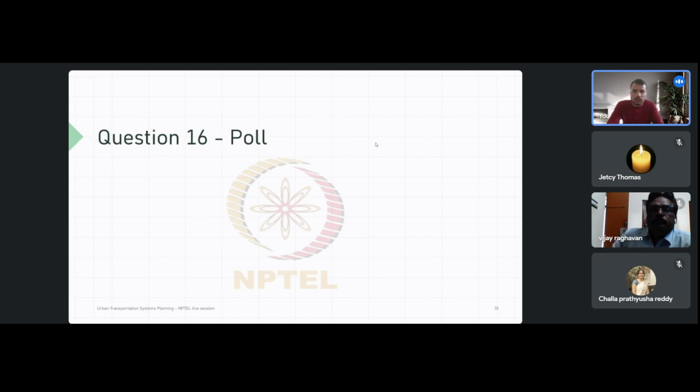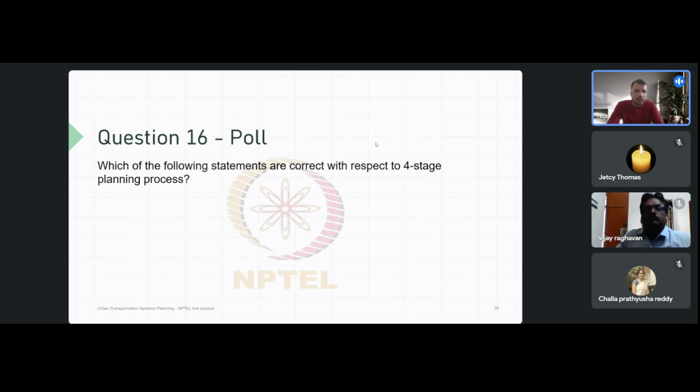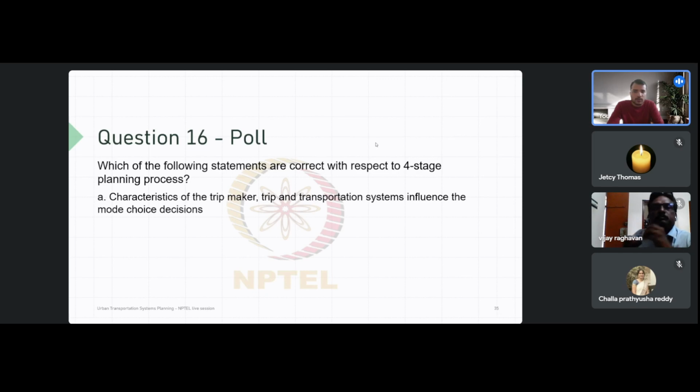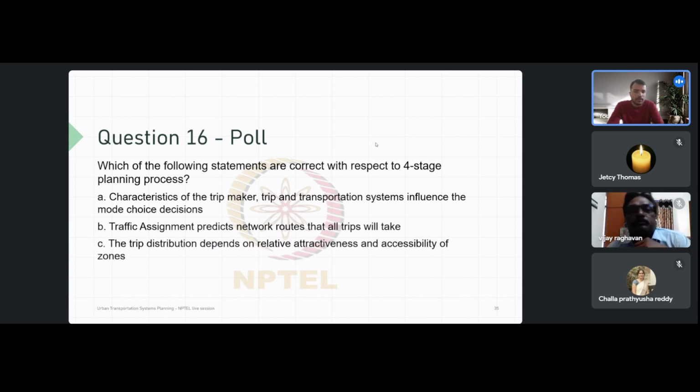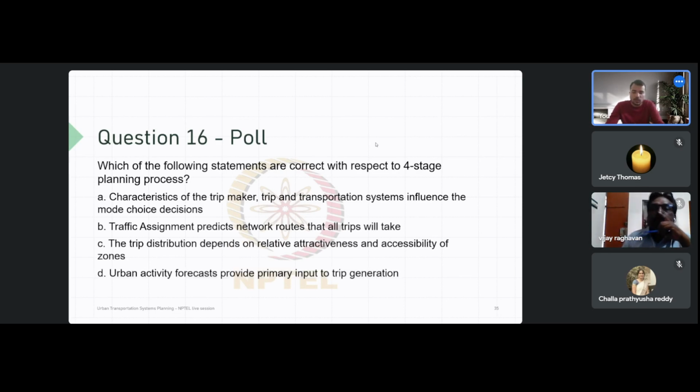Moving on to the next question, question 16. This is a poll. Which of the following statements are correct with respect to the four-stage planning process? Characteristics of the trip maker, trip and transportation systems influence the mode choice decision. Traffic assignment predicts network routes that all trips will take. Trip distribution depends on the relative attractiveness and accessibility, and urban activity forecasts provide primary input to the trip generation. I'll drop the poll and answer it.